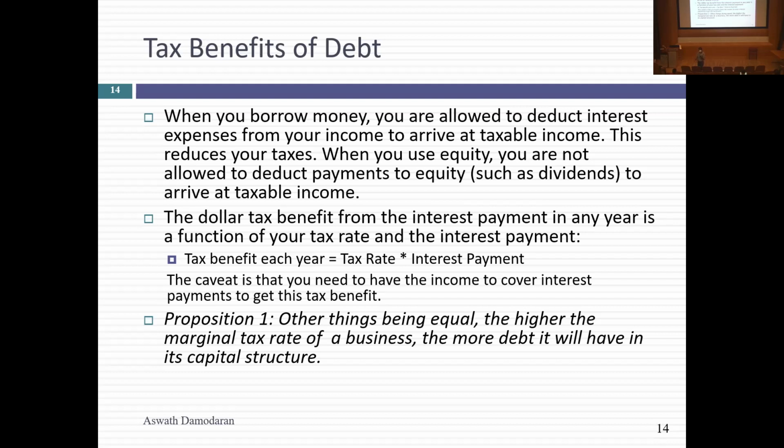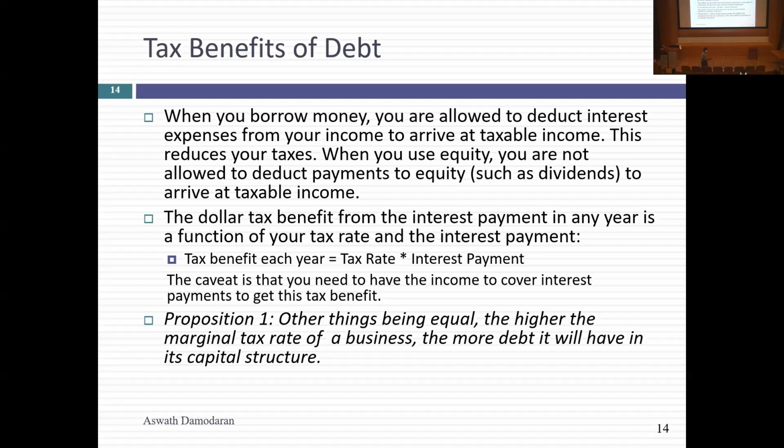What do you get to keep? You get to keep after-tax income. So when I pay dividends, it comes out of after-tax income. So the first and the biggest benefit of debt is a tax benefit. And the magnitude of the tax benefit is going to be a function of your marginal corporate tax rate. Remember why? Interest saves you taxes at the margin. So it's not a function of your effective tax rate. It's what you pay at the last dollar of income.